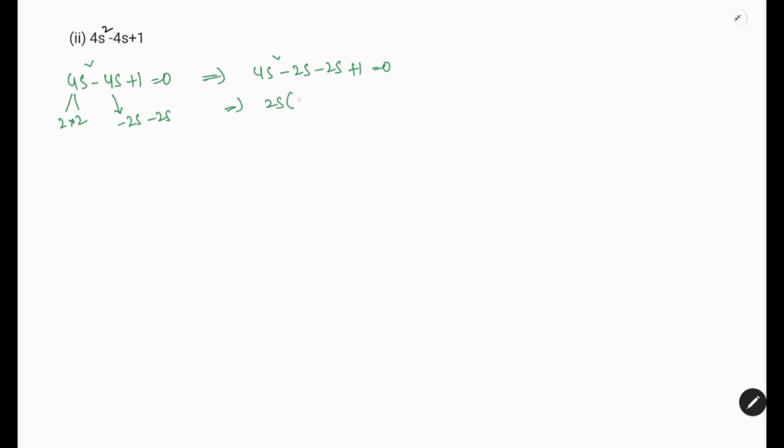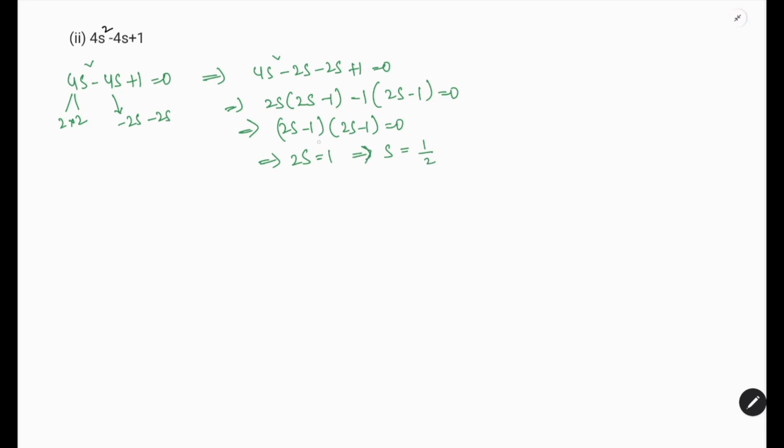Take 2s common: 2s minus 1, plus 1. Take minus common here: 2s minus 1 equal to 0. Here 2s minus 1 into 2s minus 1 equal to 0. Here 2s equal to 1. That implies s equal to 1 by 2.